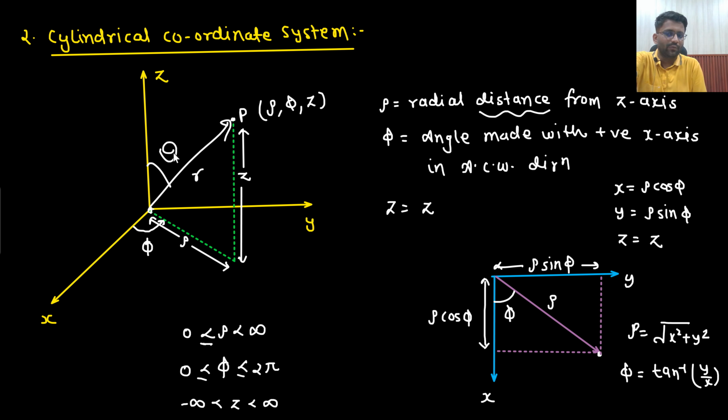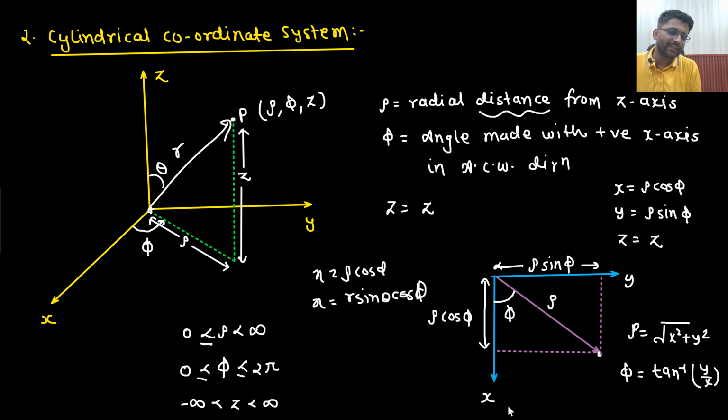Now what is the value of rho? Value of rho is r sine theta. That's it. Like here, what was the value of x? X was rho cos phi, no? X was rho cos phi. Now if I say this is r and this is theta, then what is the value of rho? Value of rho is nothing but r sine theta.